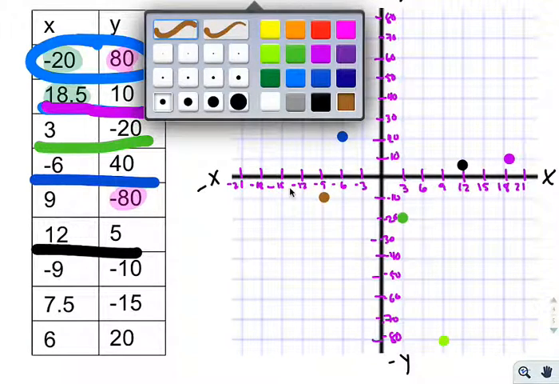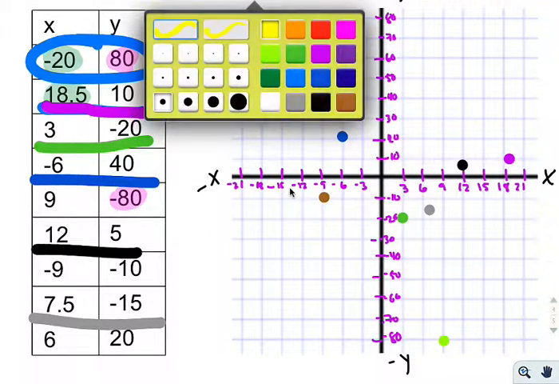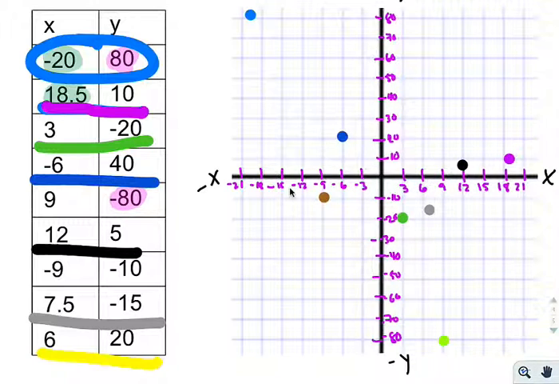That should be gray. 7.5, 15, so 7.5, kind of estimating, and 15 should be in the middle, so those are both estimation points. And finally, we've reached 6 and 20, so to the right to 6, and then up to 20.